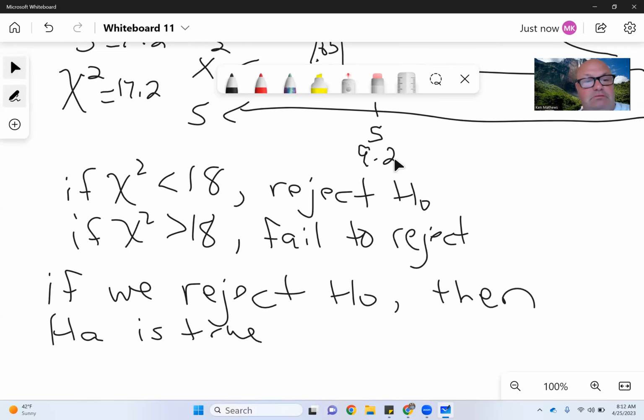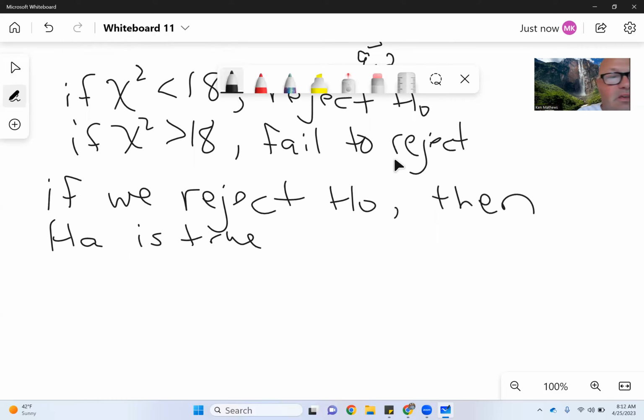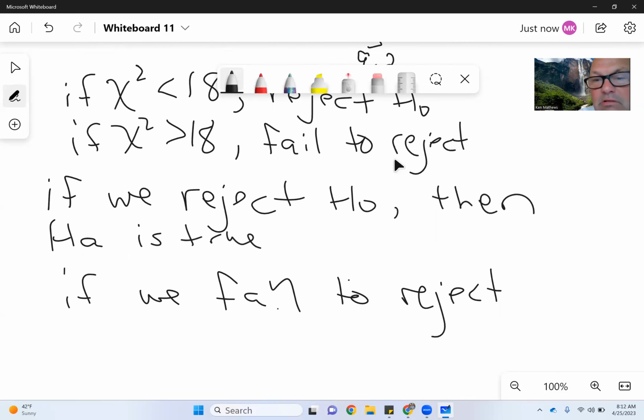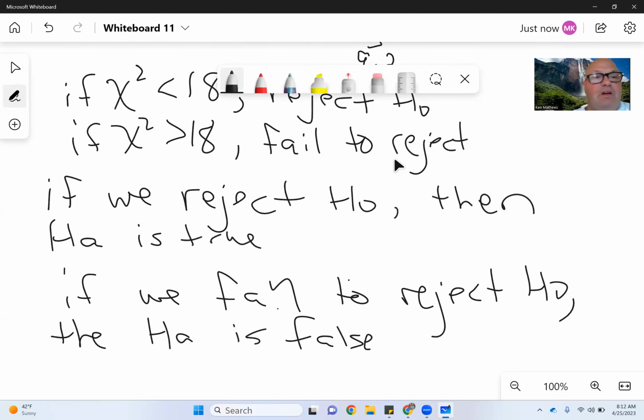Plain and simple. If we fail to reject the null hypothesis, then the alternative hypothesis is false. Let's just think about it like that for now. Now, what does that mean?